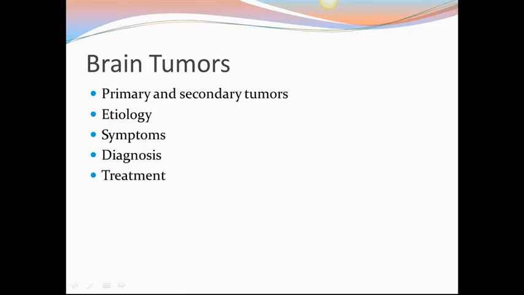Brain tumors can be primary or secondary tumors. The etiology is unknown. Symptoms are headache, vomiting, seizures, mood and personality changes, visual disturbances, and loss of memory. Diagnosis is history, symptoms, X-ray, CT, and MRI scans and biopsies. And the treatment is surgery, radiation, and chemo.